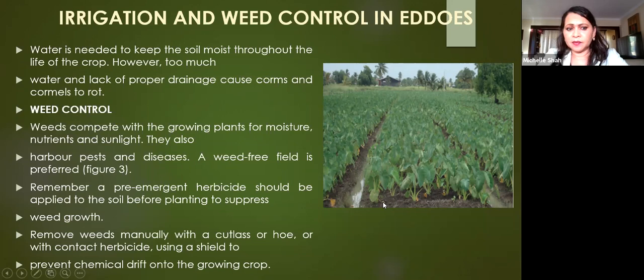And remember, a pre-emergent herbicide should be applied to the soil before planting to suppress weed growth. Remove weeds manually with a cutlass or hoe, or use a contact herbicide with a shield to prevent chemical drift onto the growing crops.